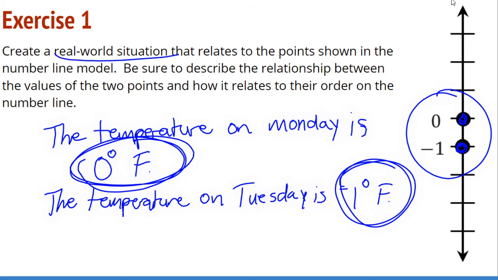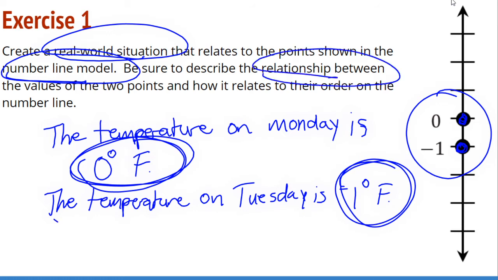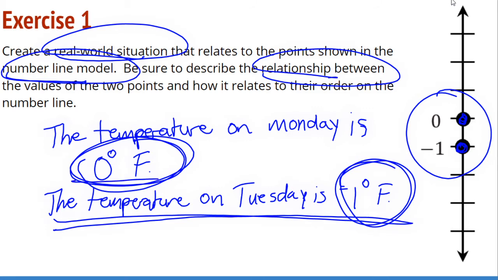So I've got a real-world situation and a temperature. I've used the numbers on the model. I have described the relationship. Tuesday is 1 degree colder than Monday. I can say on the number line that 0 degrees is warmer than negative 1 degrees.